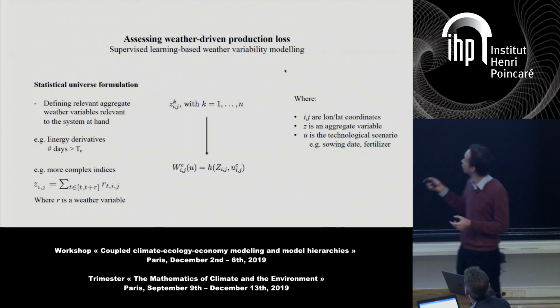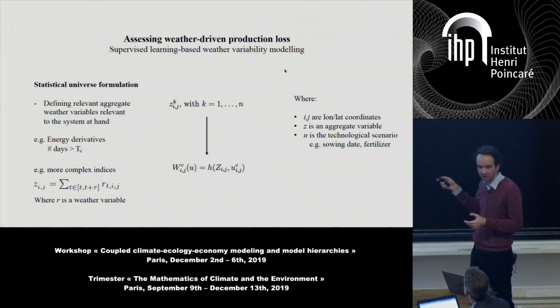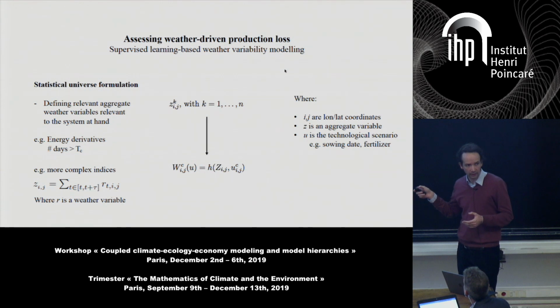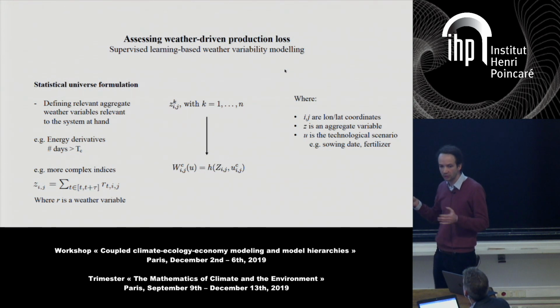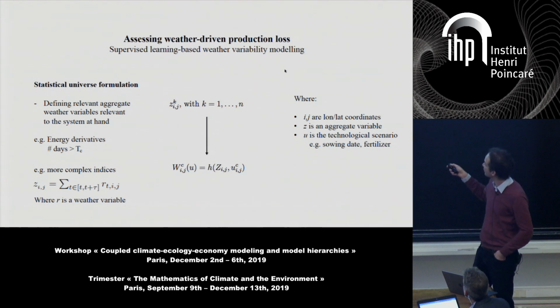And by implementing a random forest, identify what feature of hydrometeorological variability is affecting production in a given site. This is how we go from the Zs to the Ws.